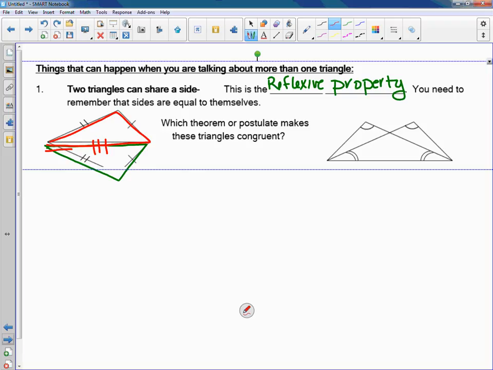Over here, the two triangles share the side at the bottom. For this triangle right here, they are congruent by side, side, side. Now, if you look here, I have an angle, and a side on both of them. So this won't be congruent by angle, angle, side. Okay?